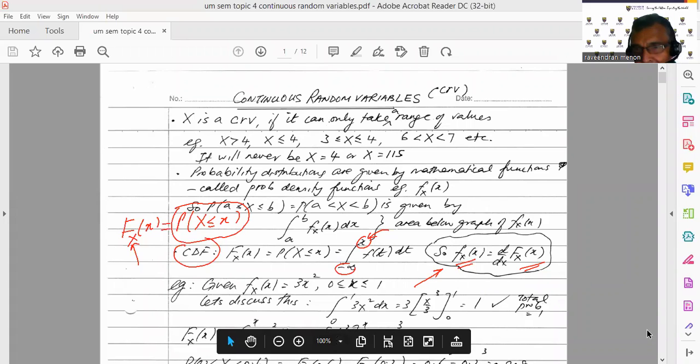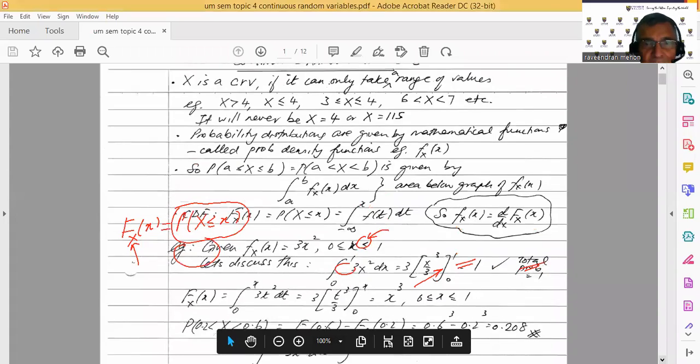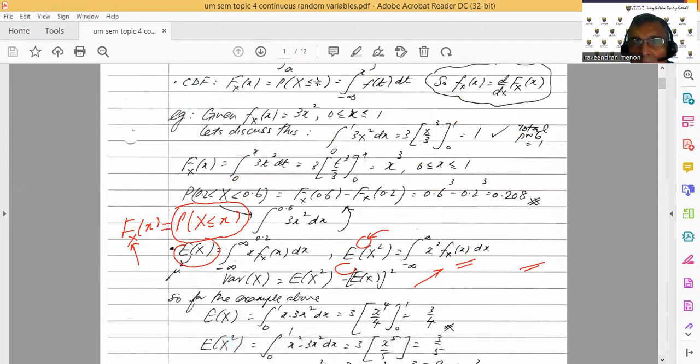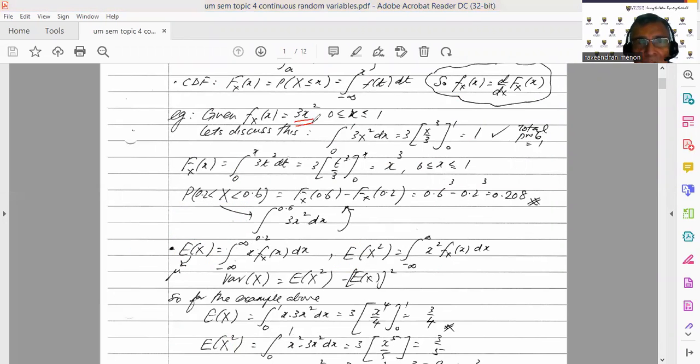We have a very simple example. Let's work from the easiest case and then move on. We are given the density function. The PDF is 3x squared, from 0 to 1. If you draw a picture, it'll be something like this. This will be your 3x squared curve, and you're going from 0 to 1. You're told that this PDF is valid for values of x between 0 and 1.